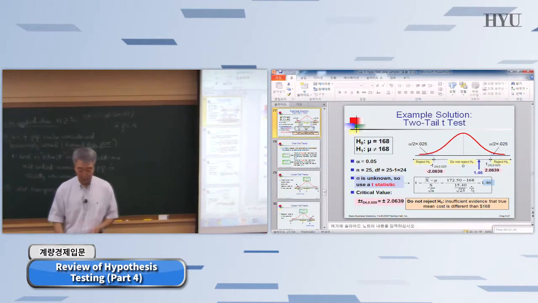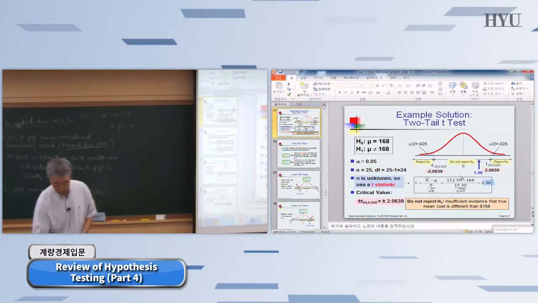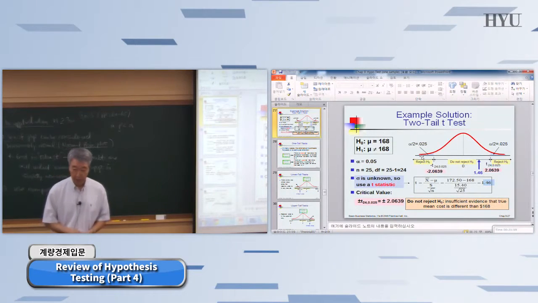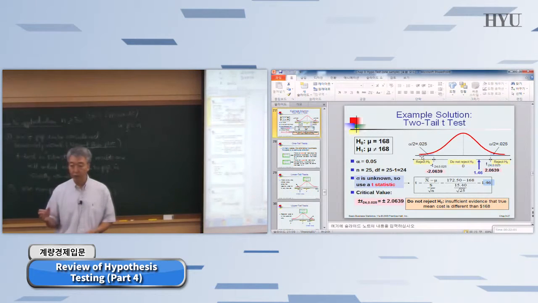You understand what I'm saying, right? The more deviation, the larger the difference you have in the numerator, the larger the test statistic you have, either this way or this way. And that will increase your chance of rejecting the null hypothesis.